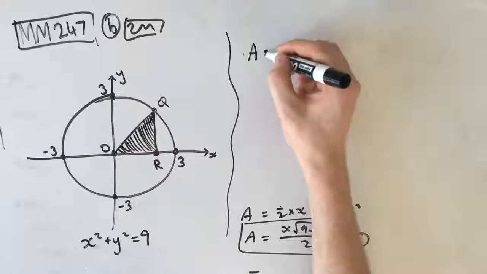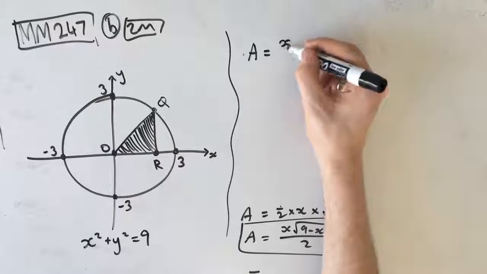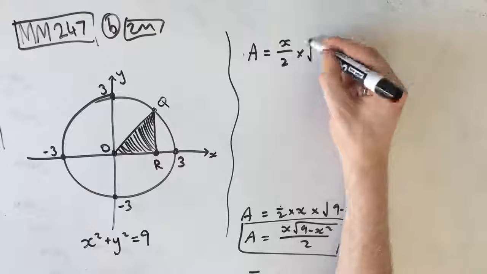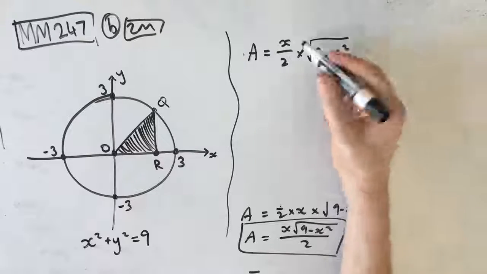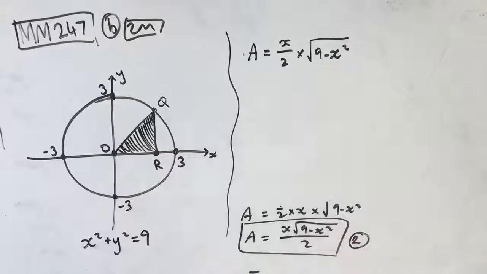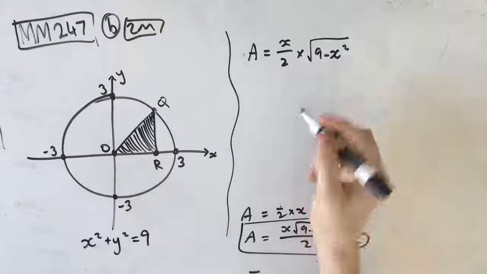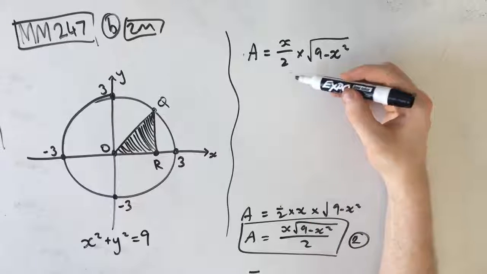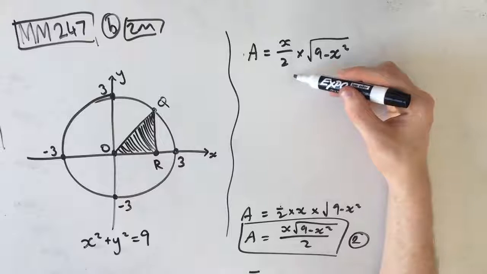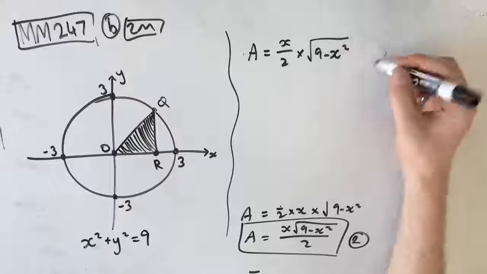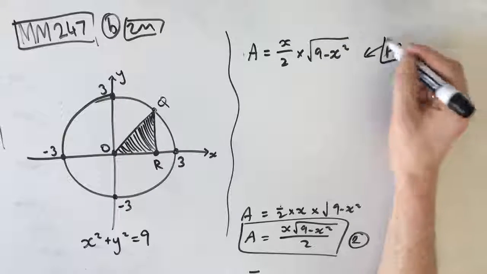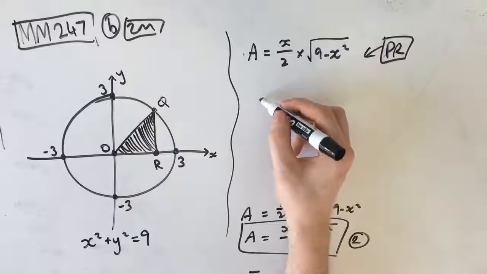So I'm just going to rewrite A. So this is our A value. I'm going to rewrite it as x on 2 times root 9 take x squared. Right, so this is the same thing. I've just rearranged it and changed it into a different form. So this makes it easier for us to see how we are going to differentiate this. Well, it's a function times another function, which means we're going to use our product rule. Whenever we have that times in between, we can use our product rule.